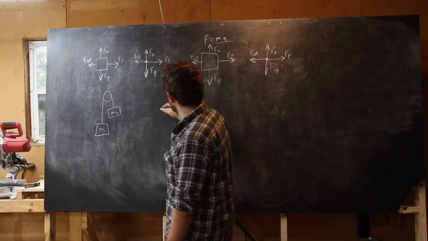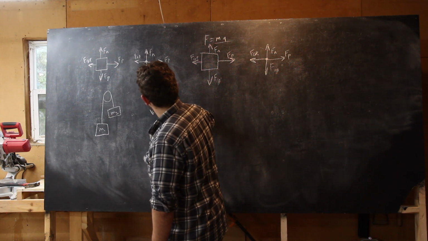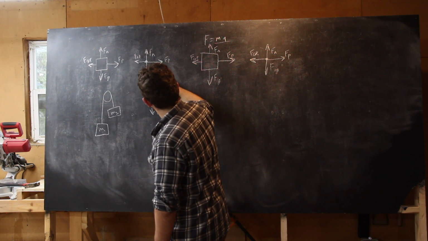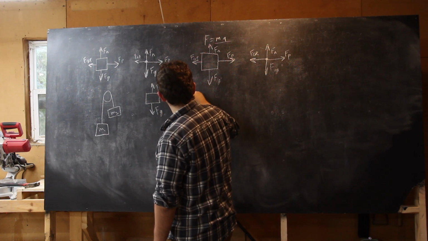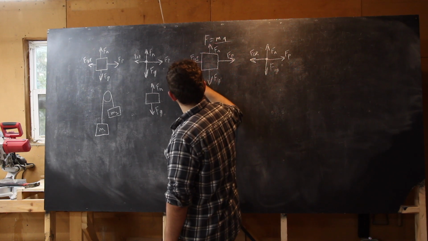and then we'll do a free body diagram for both of these. Okay? So each one has really the same two forces: force of gravity and force normal. And then the other one has force of gravity and force normal.